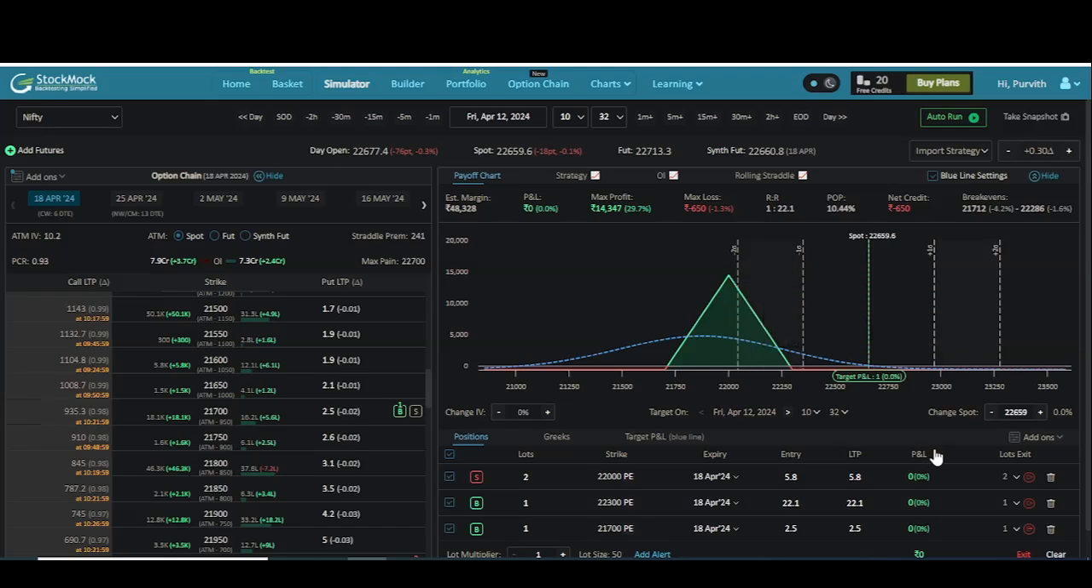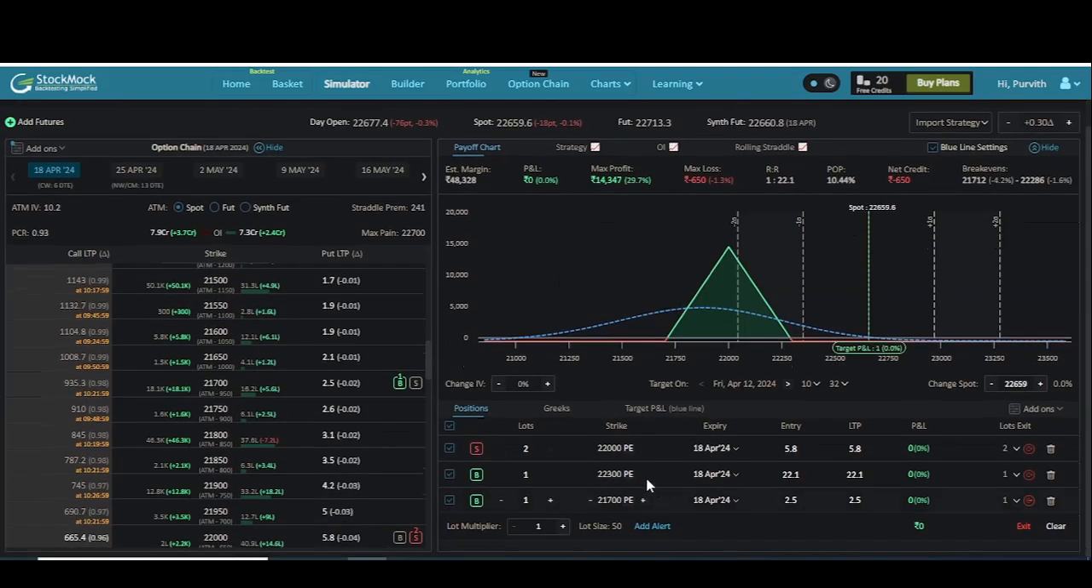I made a directional butterfly strategy instead of a non-directional one. You see the risk reward: almost 650 rupees is the loss. The reward is around 14,347. No, this is the beauty of using butterfly. Even overnight, without any problem, whether the market goes up or down, the maximum loss would be 600 rupees, but the reward is very high. Now this is the beauty of the butterfly.